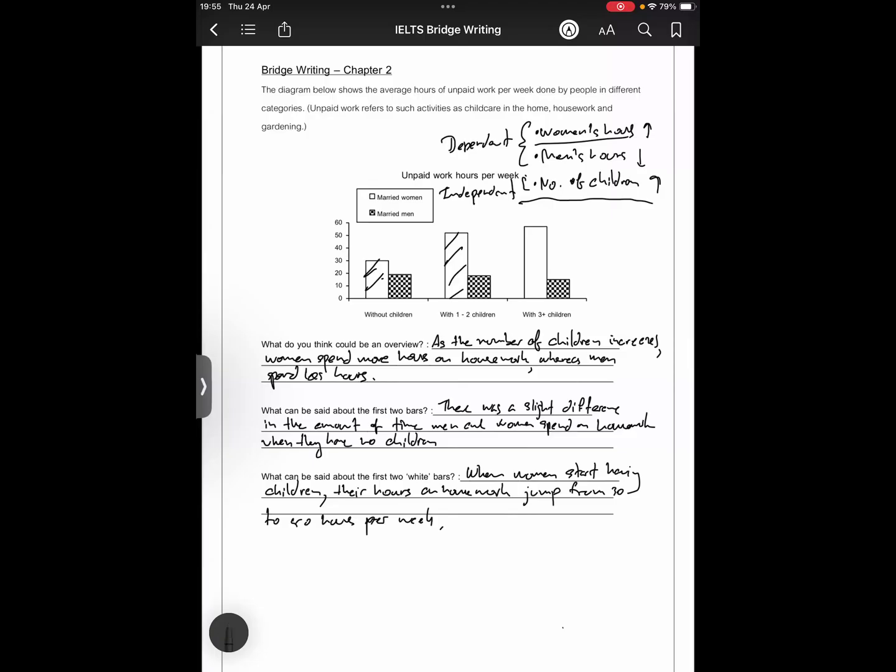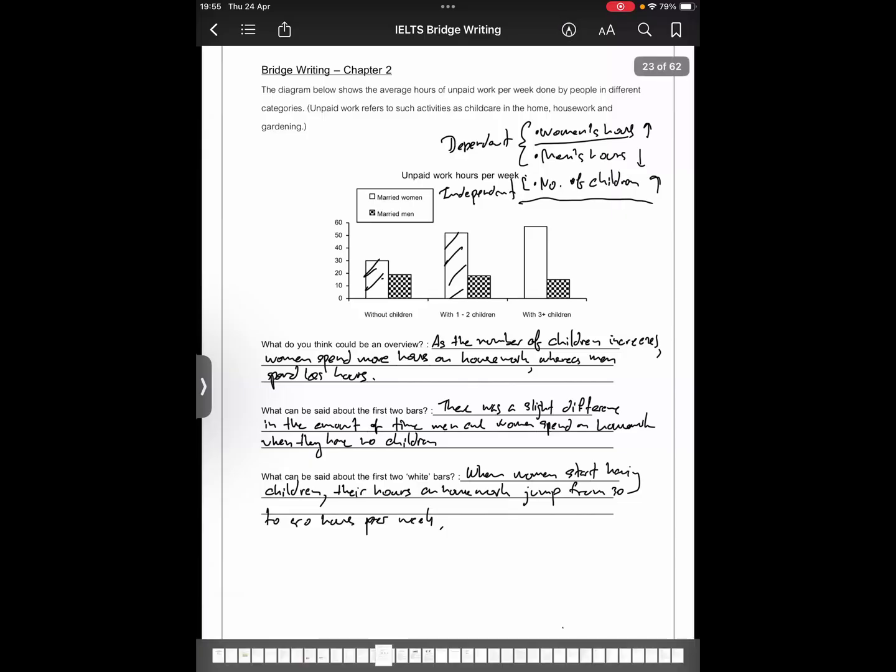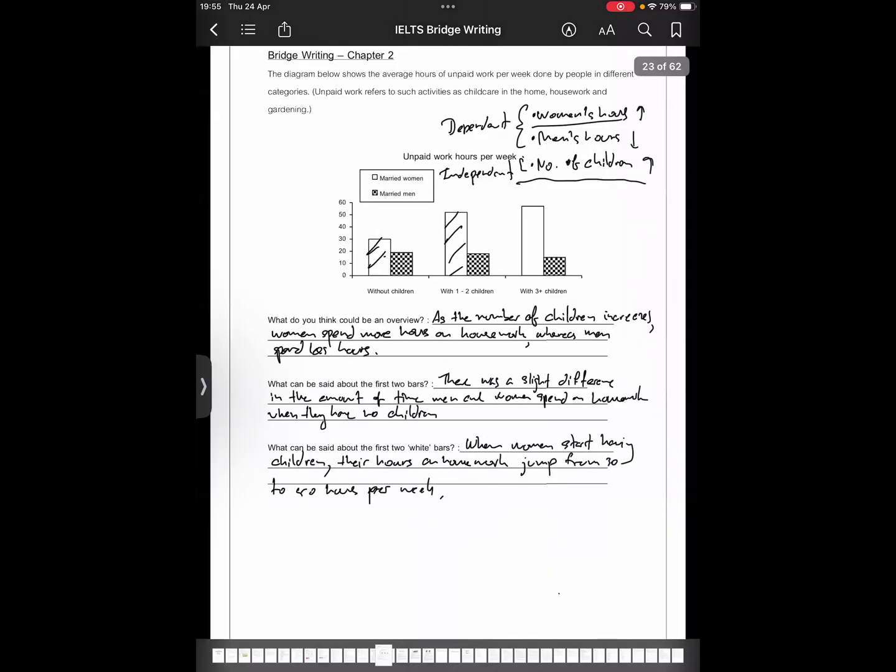Okay, so this exercise is just intended to help you practice how you identify the overview and also some main features in the chart, okay? So I think we should do some more of this exercise, okay?